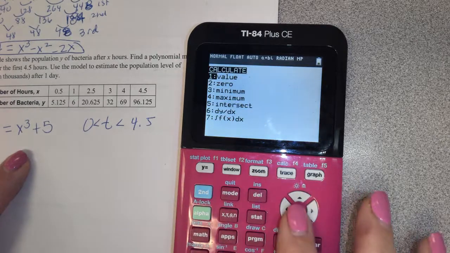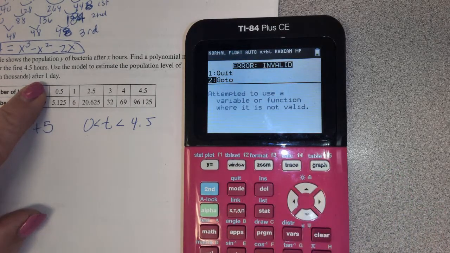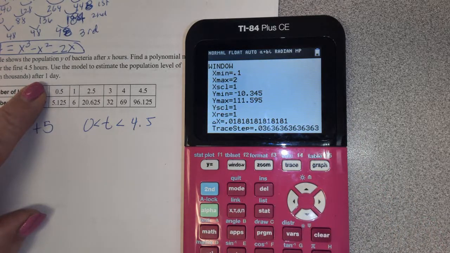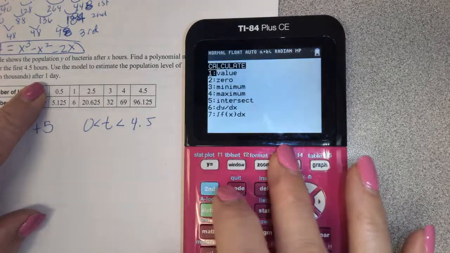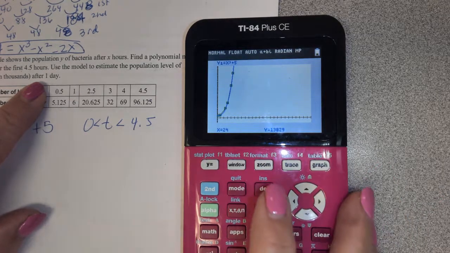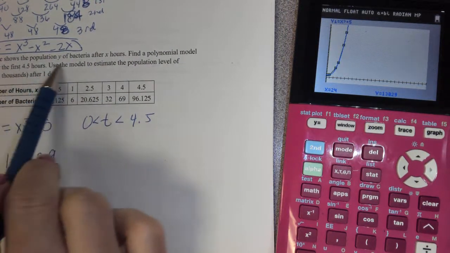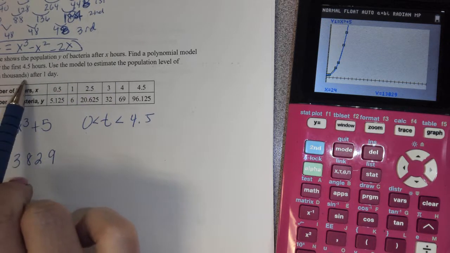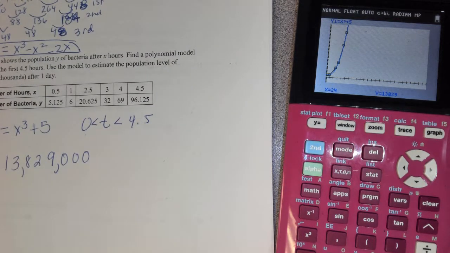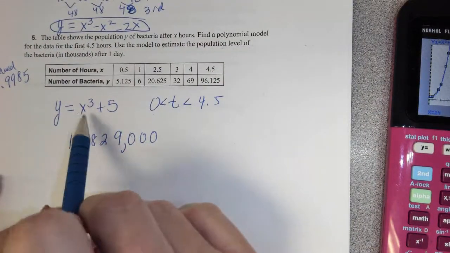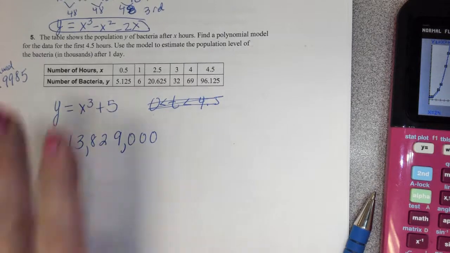So I'm going to do second trace calculate. If it's 1 day, then I want to plug in 24 hours. This is not going to work, and that's because of my window. So I have to go to my window. I have to extend it so I can check it. And so now when I check it, second trace, calculate a value when x equals 24 hours, and I get 13829. And we have to remember that this is the number of bacteria in thousands. So I would have to add on 1,000 to this. So it would be 13,829,000 bacteria based on this model. Okay? We really don't need this because it's saying that it works beyond 4.5.